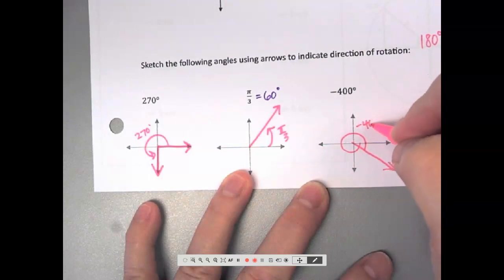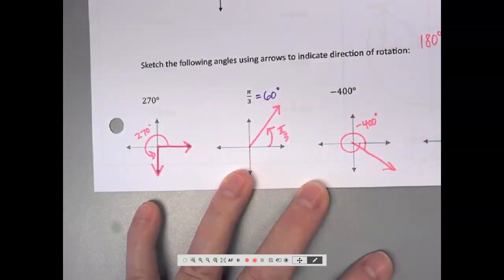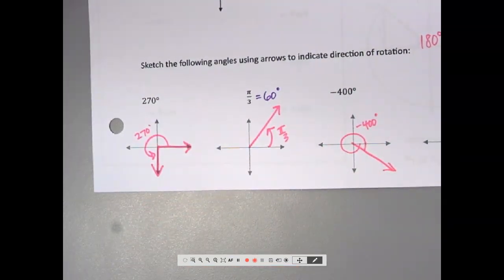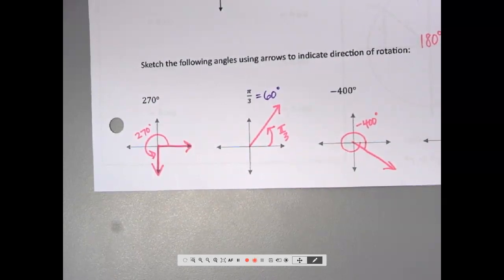So this is negative 400 degrees. Puts me in the fourth quadrant because I had to go a little bit more than 360. Question on that?